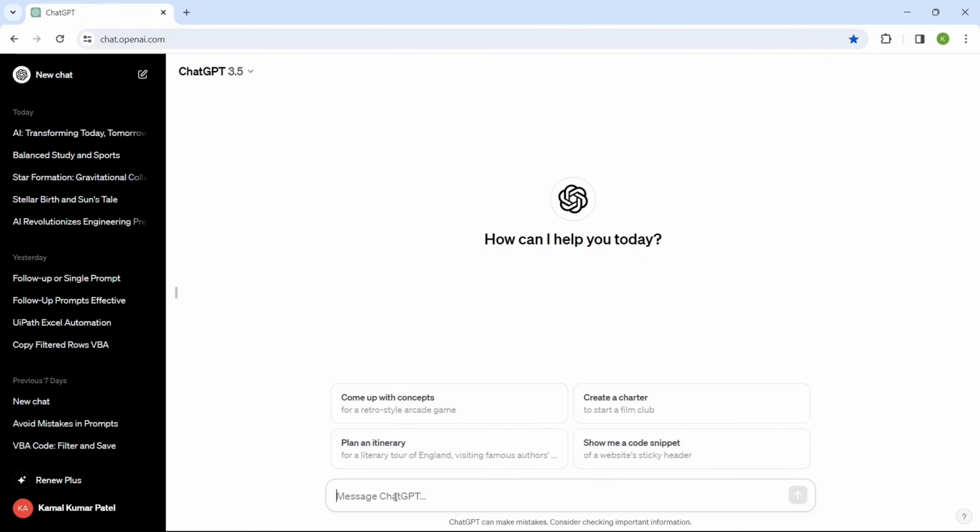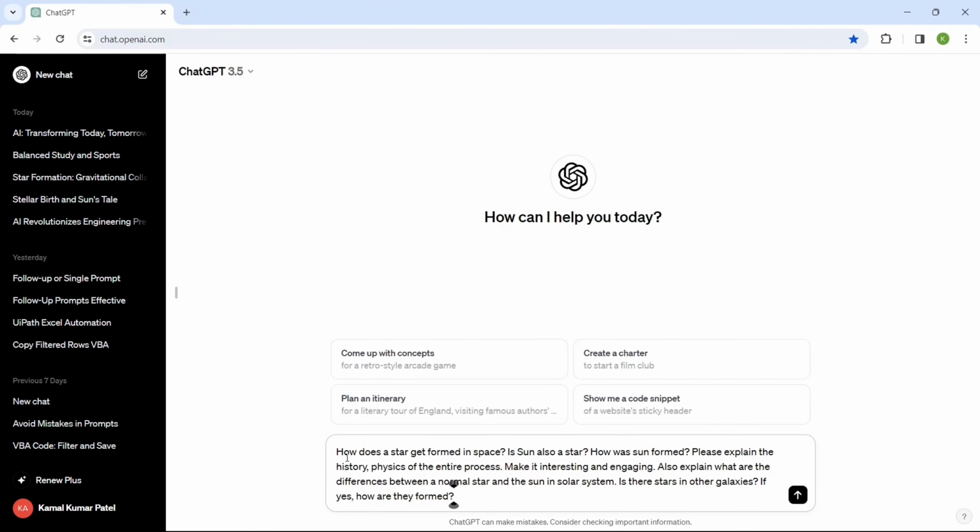Mistake number 2, information overload. That means you are giving too many questions or too much information in just a single prompt. So it may confuse the AI model and you may not get the proper result. Let's see with an example. Here I have given a prompt which is very lengthy.